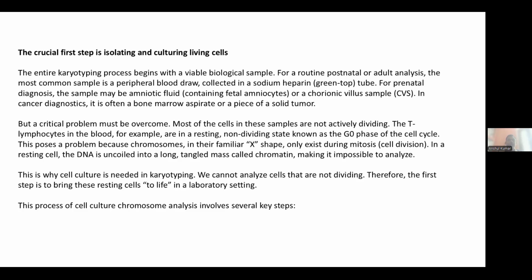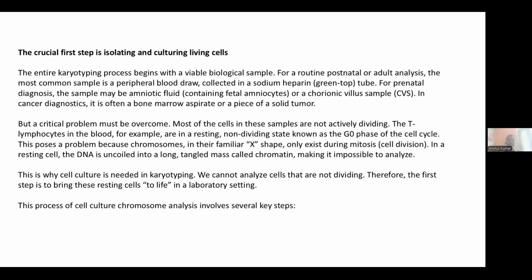The T lymphocytes in the blood, for example, are in a resting, non-dividing state known as the G0 phase of the cell cycle. This poses a problem because chromosomes in their familiar X shape only exist during mitosis, that is the cell division. In a resting cell, the DNA is uncoiled into a long tangled mass called chromatin, making it impossible to analyze.